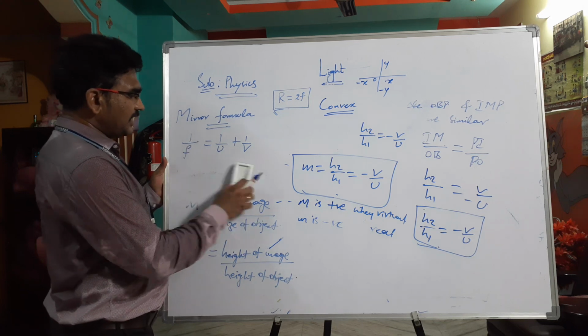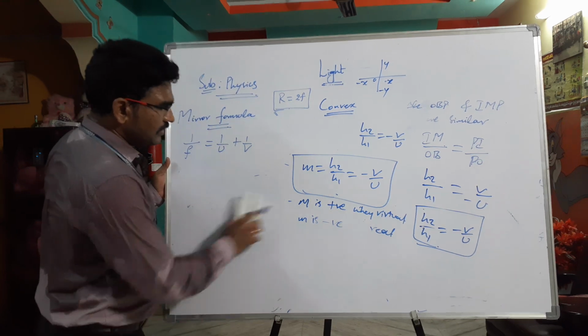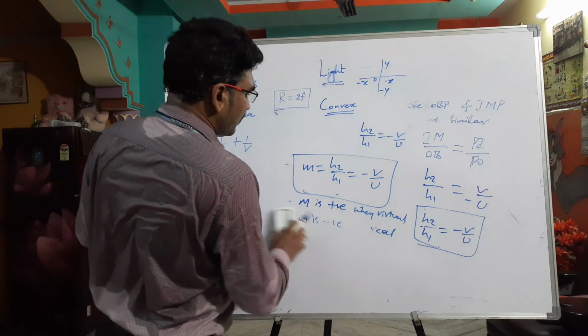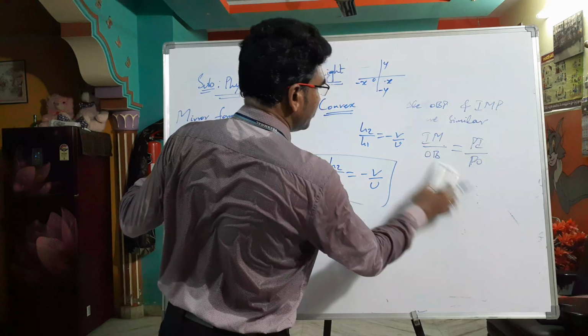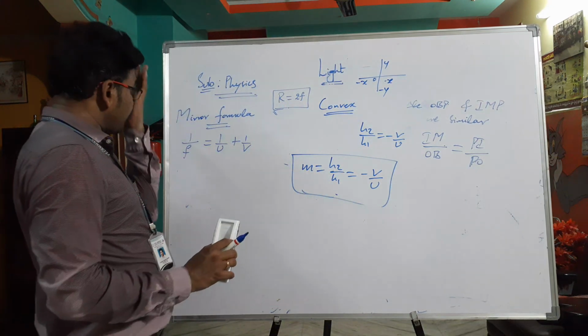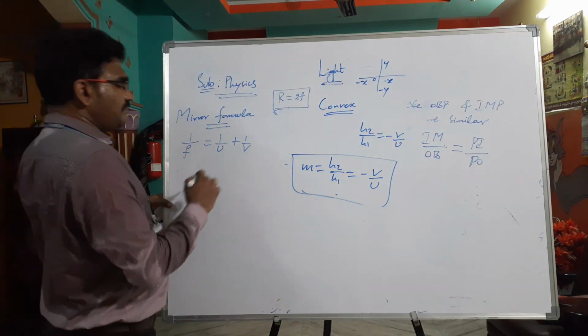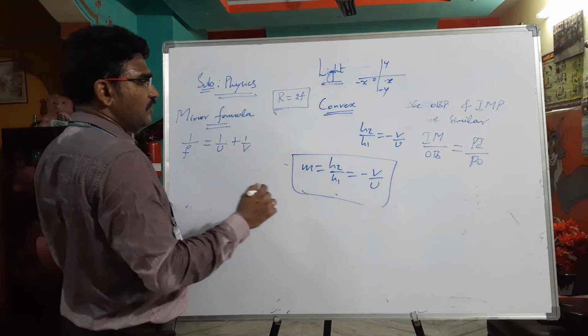Okay. So let us have these formulas here. Now we will take one in a simplified manner. The simplified one we will take here. You know, M is equal to H2 by H1 is equal to minus V by U.